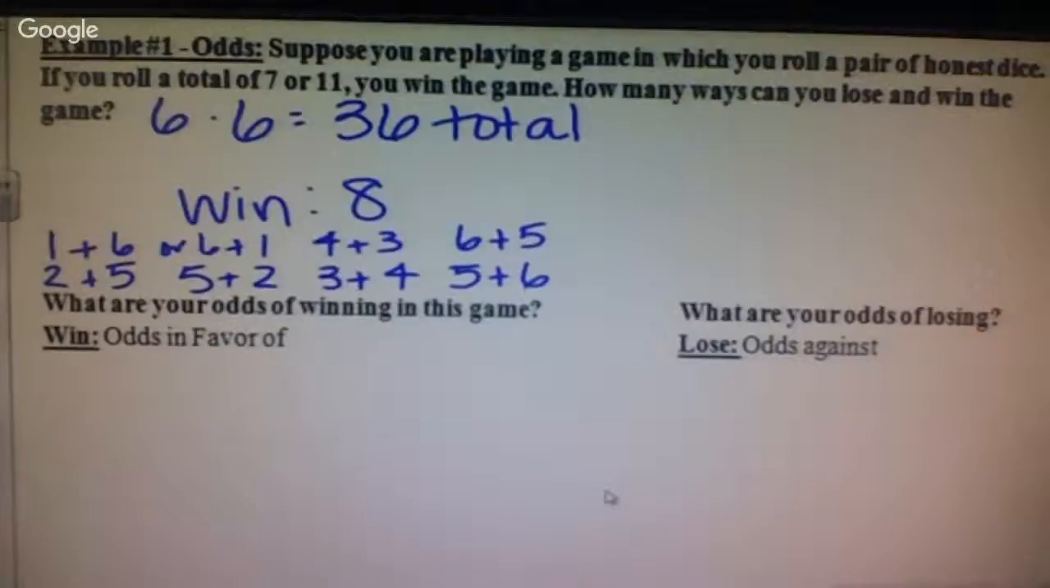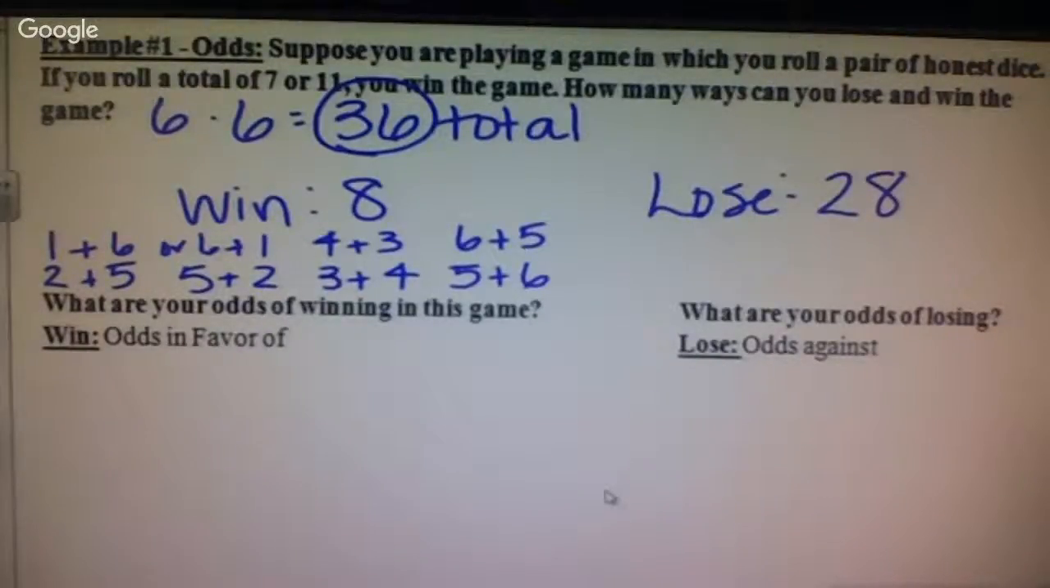If there are 8 ways to win, how many ways are there to lose? How many total ways do I have? 28 ways to lose. There are 28 ways to lose. If there are 36 and 8 of those 36 are winning, that means 28 of those are losing.